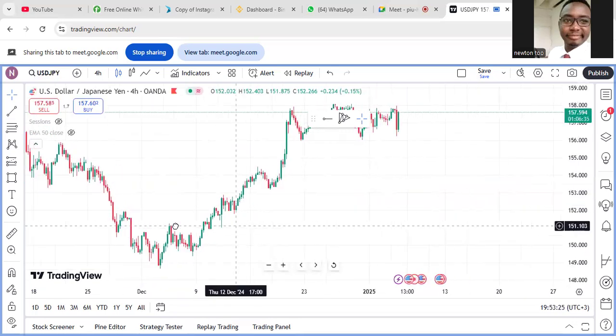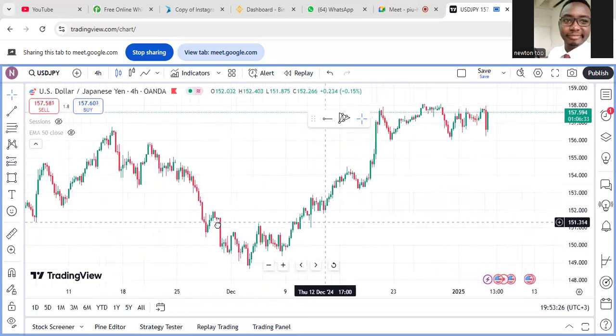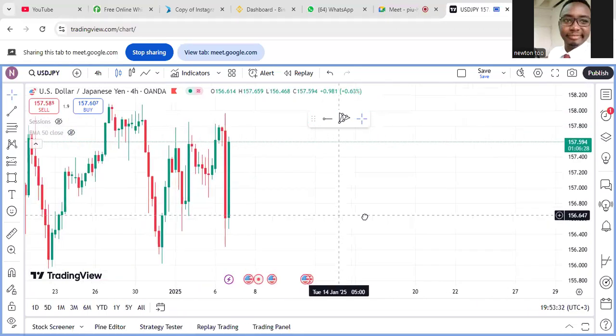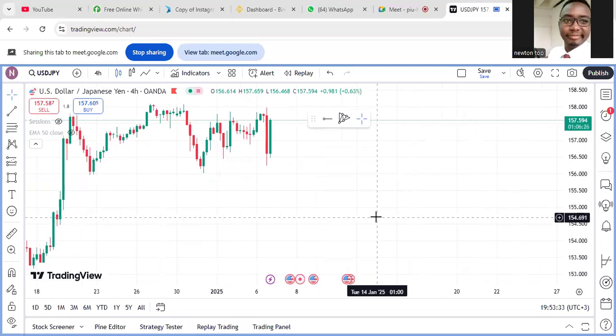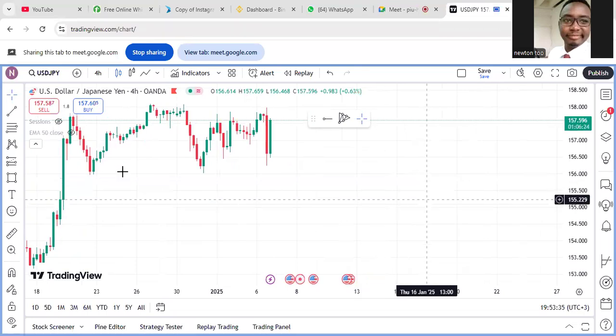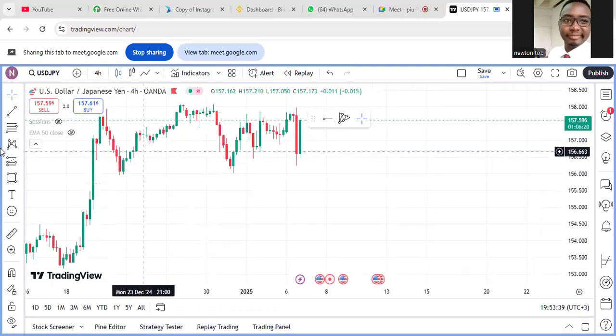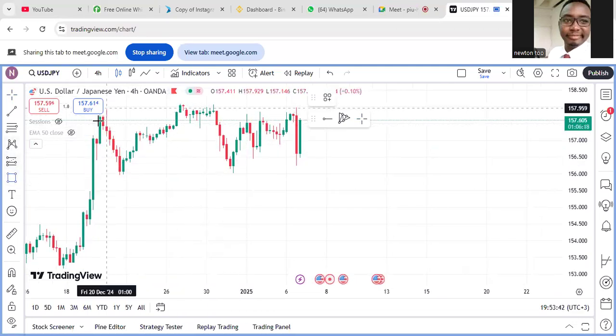Okay, so this one is USD JPY. Currently, I'm expecting a very strong downtrend just by looking at what the market is doing right now. Can someone tell me which pattern this is?